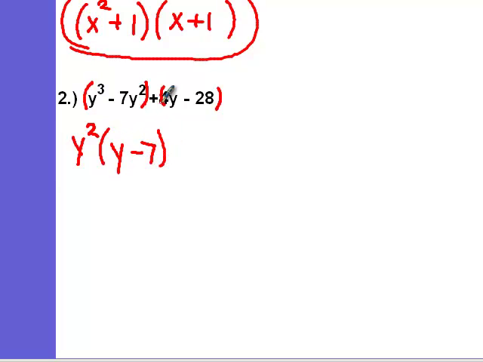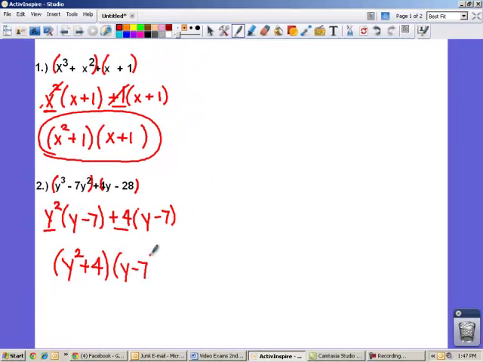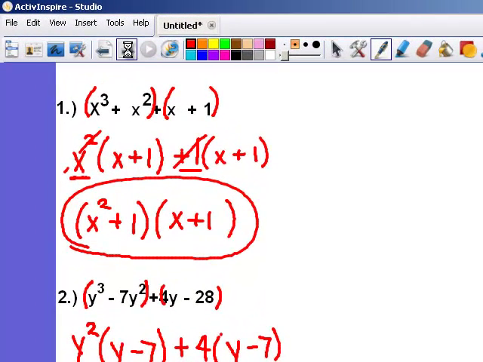We're going to bring down the addition sign. And with 4 and 28, I know that 4 can be brought out. It's a common multiple. And what would be left would be y minus 7. Now you always want to double check. Are the two parentheses exactly the same? They are, so we're going to keep going. So the y squared and the plus 4 are going to come together. And then we're going to write one of these y minus 7s. And there's the answer.